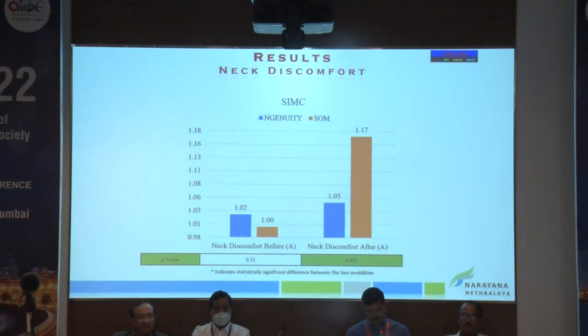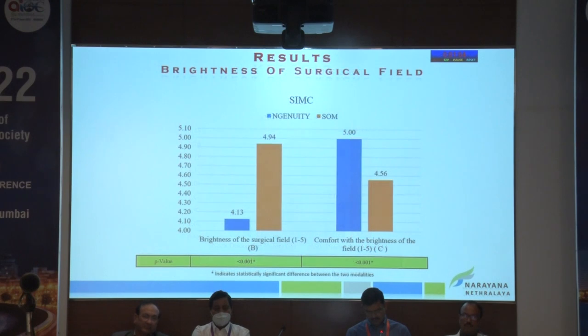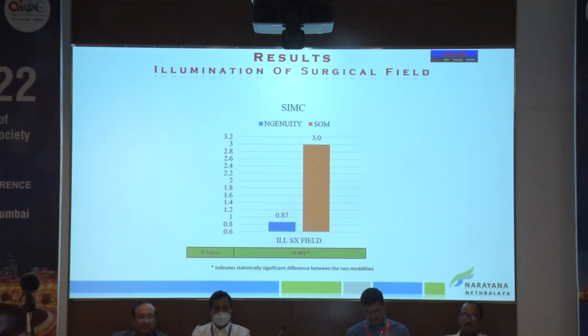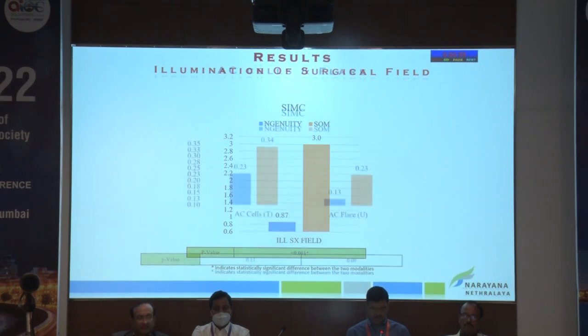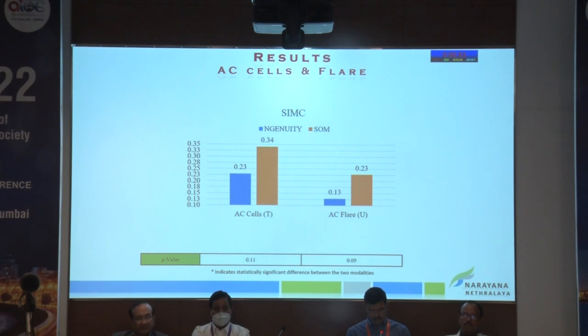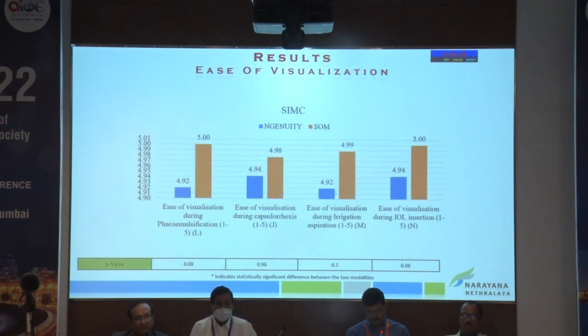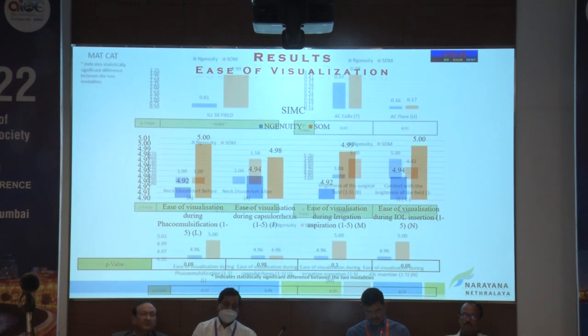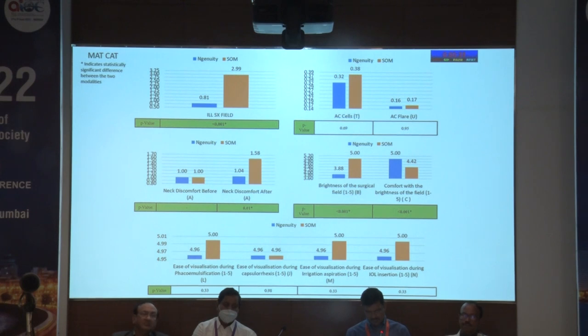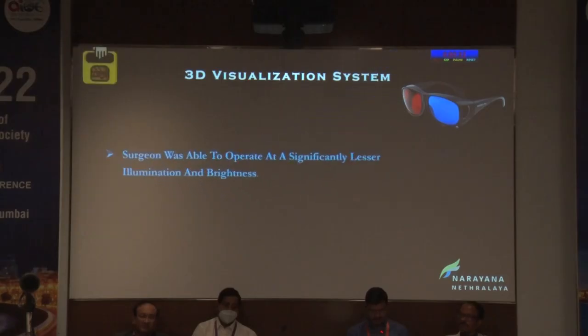When we look at the results, the doctors had much more discomfort when they were operating on a standard operating microscope, and they operated on a very low brightness and illumination on a 3D system or an Ingenuity system, which is amazing. And overall, the patients also were very comfortable. When we look at the post-operative first day AC cells and flare, there's no significant difference between the two groups. And when we look at the ease of visualization of the different steps of cataract surgery, there was nothing significant between the two groups. And when we look at the subgroup of mature cataracts also, the results were quite similar.